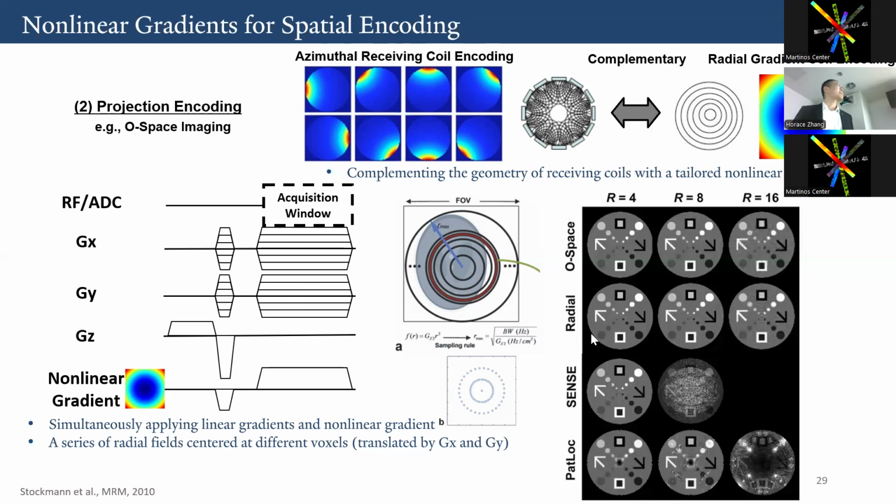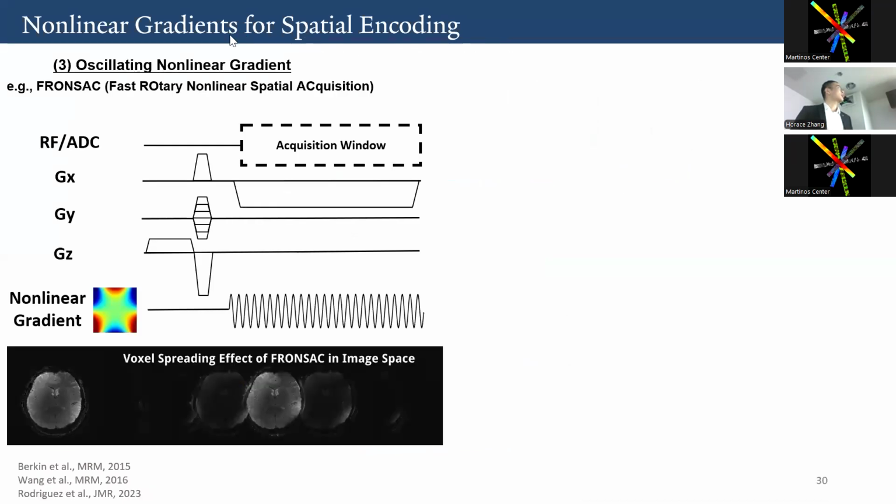And O-space outperforms radial, SENSE, and PatLoc, especially at high undersampling factors. Now, the most up-to-date version is the oscillating nonlinear gradient, which is represented by FRONSAC, and its linear gradient counterpart is Wave, which a lot of people are familiar with. So the direct consequence of the oscillating gradient is its voxel spreading effect in the image space, which is comprised of a lot of distinct ghosts.